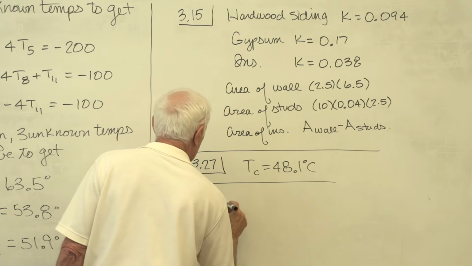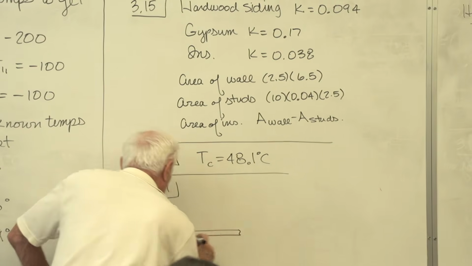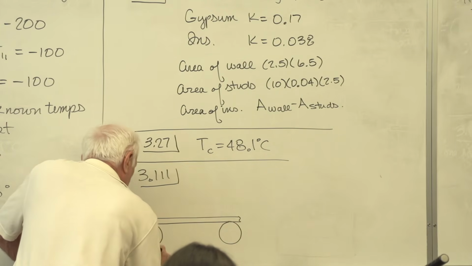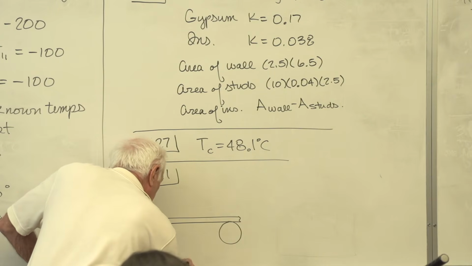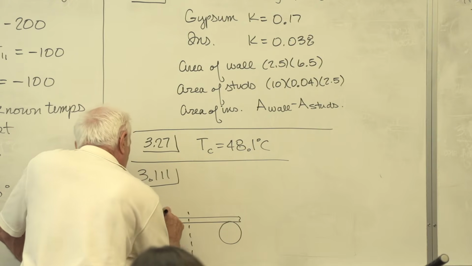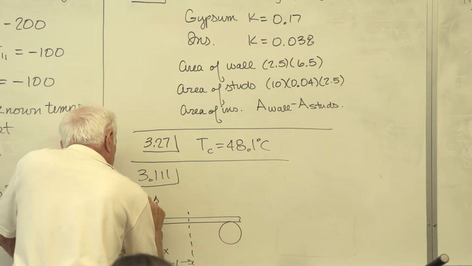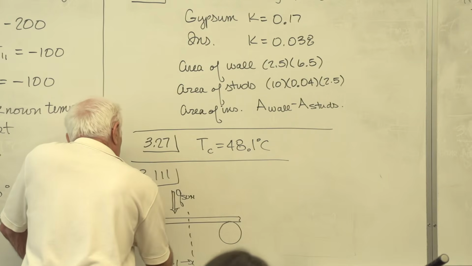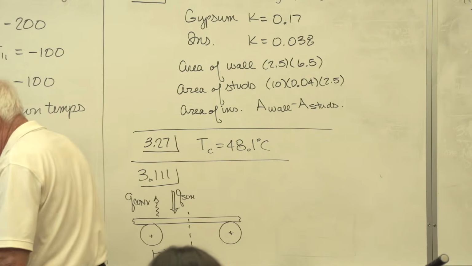Problem 3111 is a solar collector panel which behaves like a fin. There are two tubes carrying a fluid, generally water. X is measured from here, L is halfway. There's convection coming out to the air. There's radiation coming in from the sun. Okay.